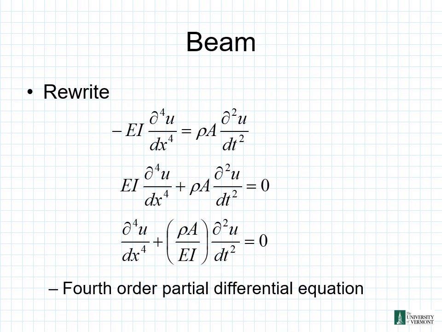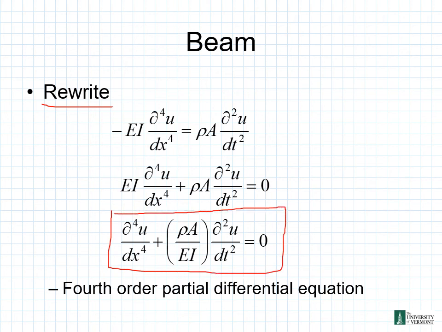So if we were to rewrite these equations, we have the following relationship. We start off with the same negative EI times the fourth partial of u with respect to x, which reduces down to rho A times the second partial of u with respect to t. Go through some simplifications, and at the bottom we end up with this boxed relationship, which is a fourth order partial differential equation. You can see there's our fourth order right there, and our deltas make this a partial differential equation.